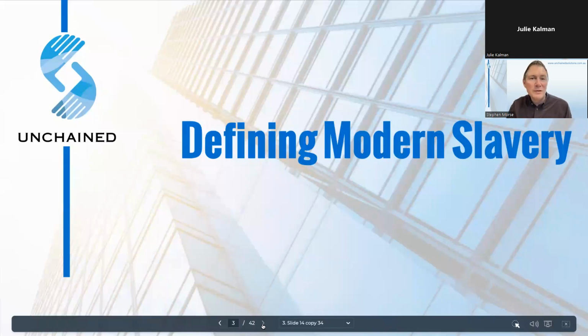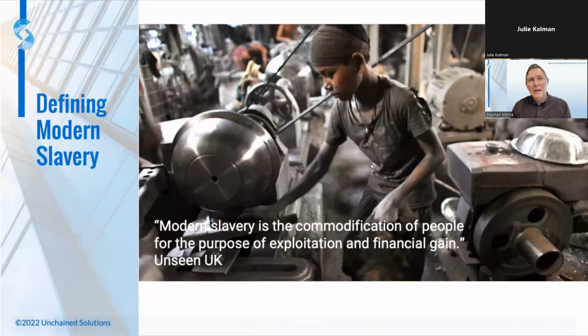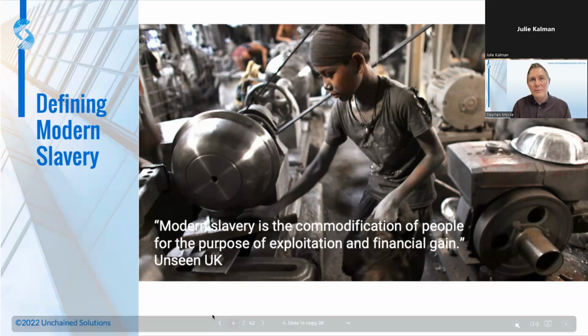So first up, defining modern slavery. Well, modern slavery is the commodification of people for the purpose of exploitation and financial gain. And we learned this from Unseen UK. So when we think about how to define modern slavery, we're thinking about something which is very commercial in nature. People are using other people to profit from them and putting them in all sorts of different employment and suffering all sorts of privations in order to make a profit for them.